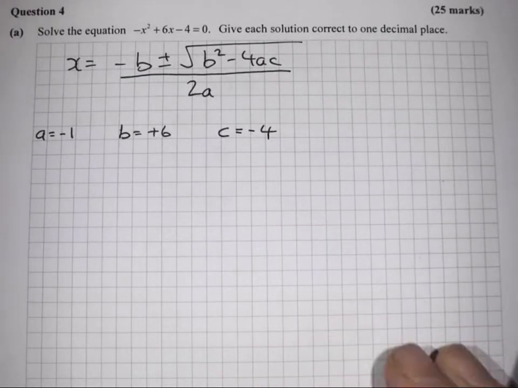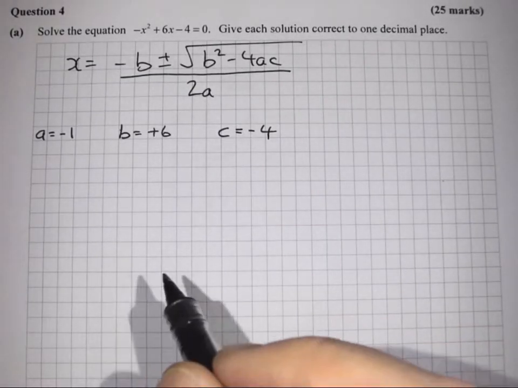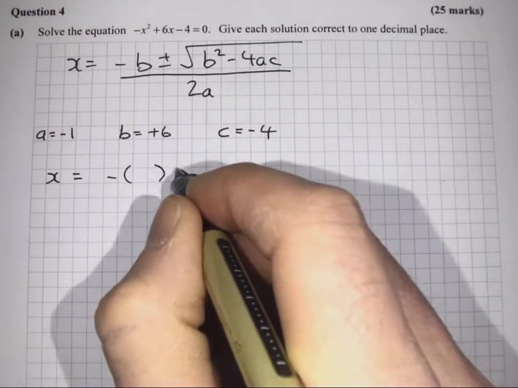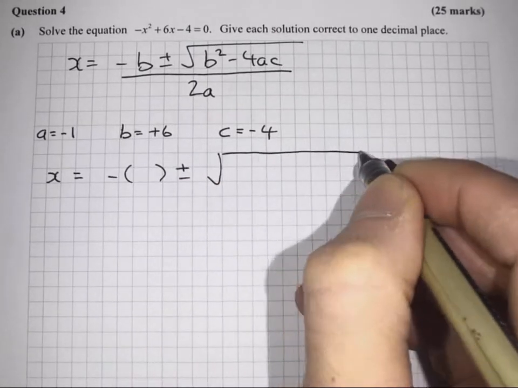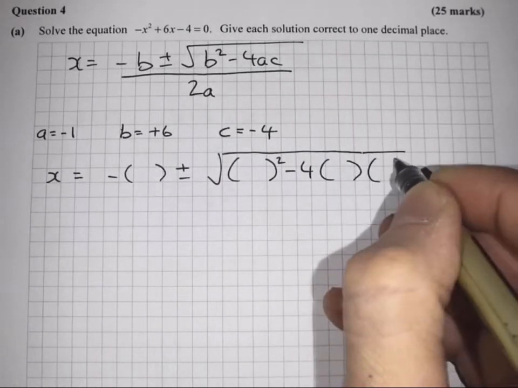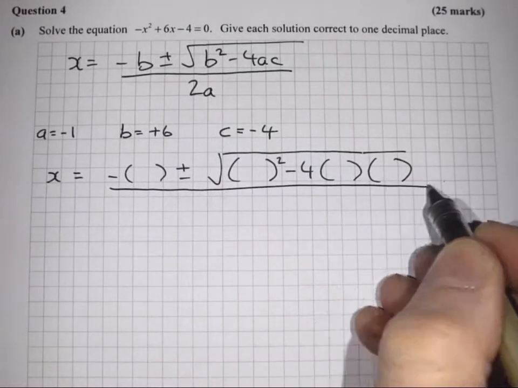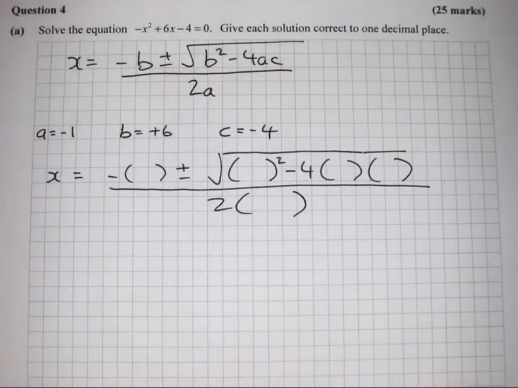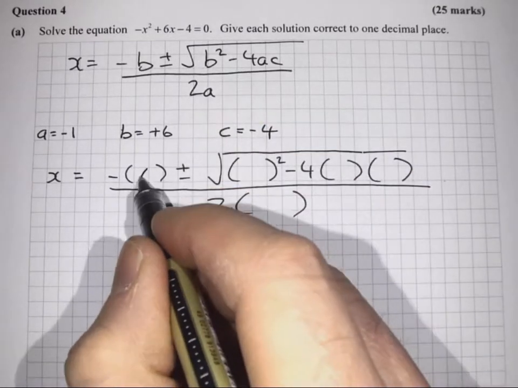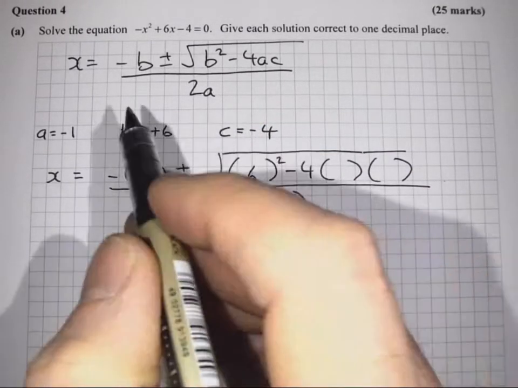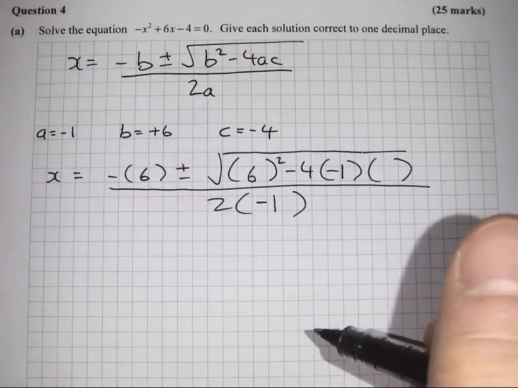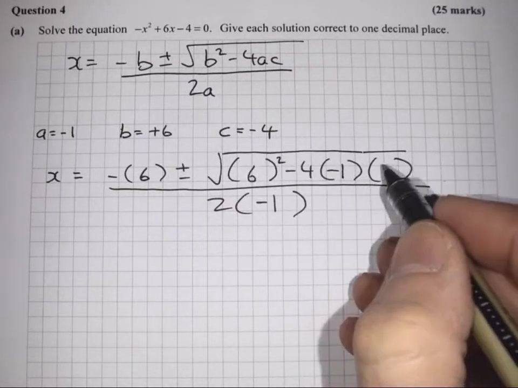And then we load up the formula, taking care with signs. So we have x equals minus, I'd open a bracket here, plus or minus the square root, I'd have another bracket here, something squared, minus 4 times the bracket, another bracket, and 2 times the bracket down here. So b goes here and here, so we have 6 goes there and there. A goes downstairs here and here beside the 4, and c, minus 4, slots in here.